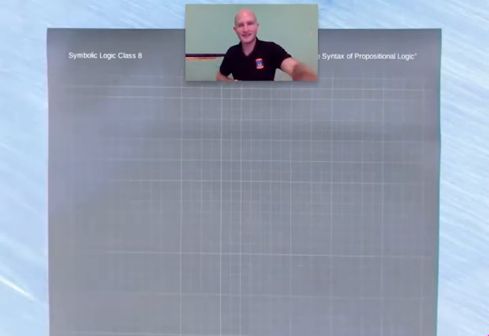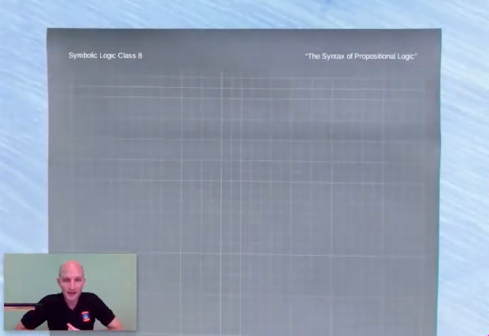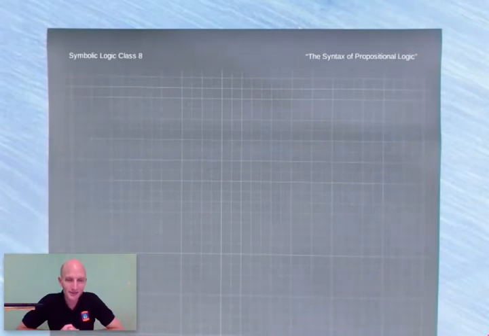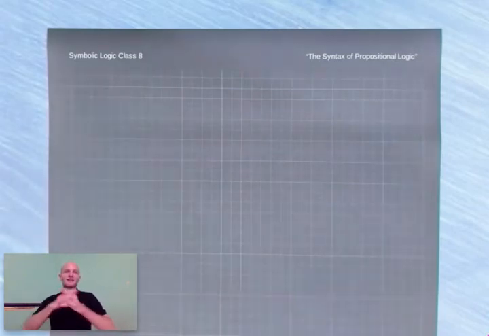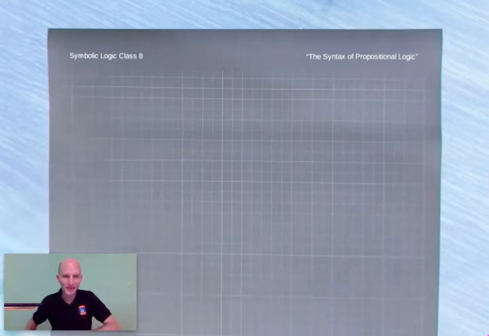Today's topic is the syntax of propositional logic. It's going to be part one of a two-part topic. Part one is going to be today, Class 8, and then part two is going to be Class 9 next Wednesday, assuming that we're in class next Wednesday. No reason we would not be.